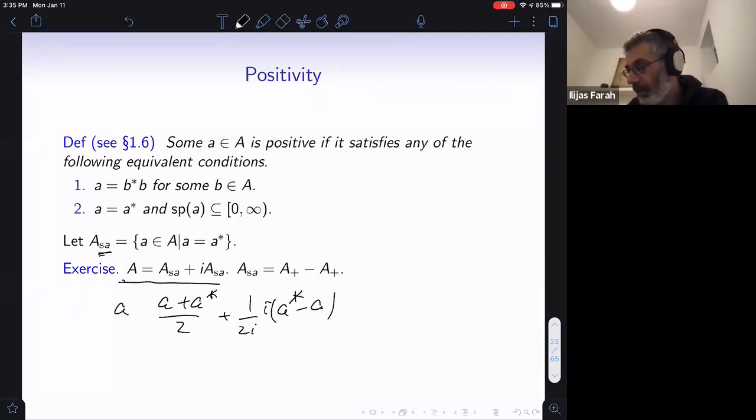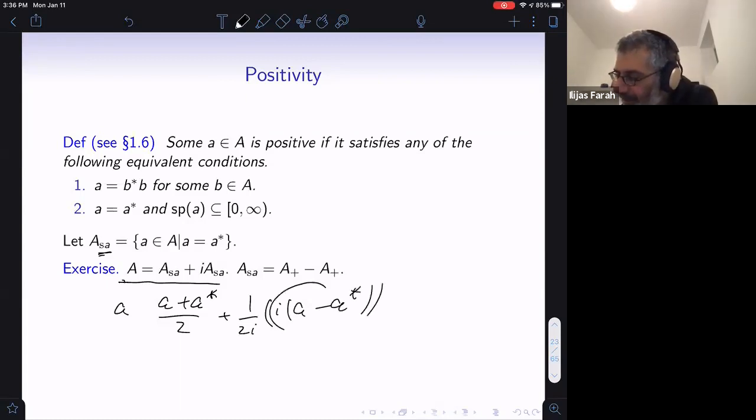Okay, yeah. As I said, I always forget this. Here it is: i times (A minus A star). This here is self-adjoint. So quite often, if you need to prove something about all elements of C*-algebras, it suffices to do it for all self-adjoint elements.